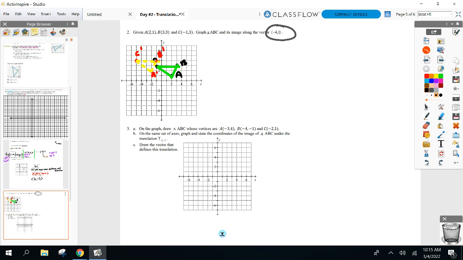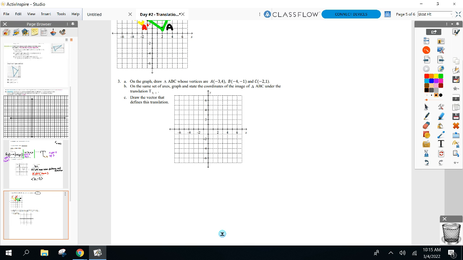Okay, any issues? Check again. Make sure you got A prime, B prime, and C prime. All good? All right, let's keep going here. This is probably the easiest of all the transformations we do, translations. So go ahead and graph here, and then I just got to talk about something because I changed the directions on you here for number 3.